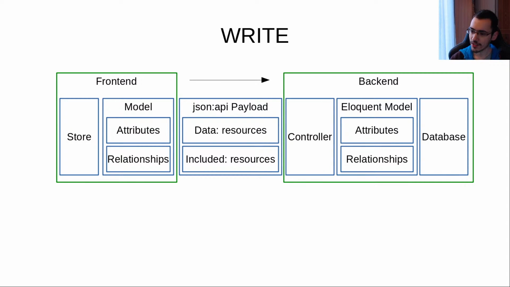So in the other direction, basically you have the same. You can use the model and the store to help generate the API payload. You don't have to. You could craft the API payload manually. Sometimes we do it, sometimes not. It depends on the situation. But most of the time you will use the store and model to help make the request. And in the backend, a controller will handle the request.